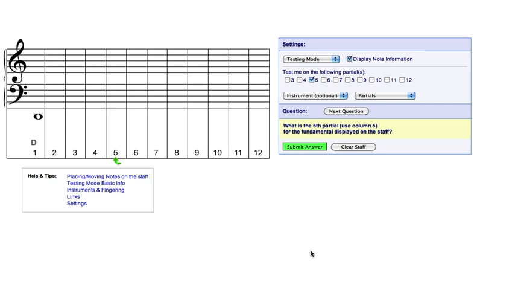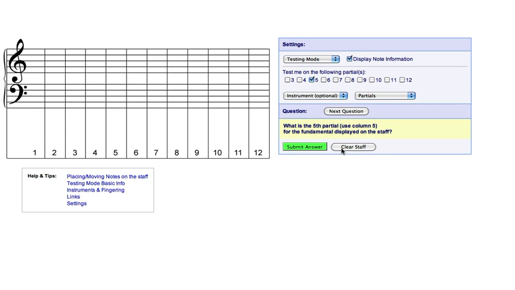Okay, in this case, the D is the fundamental, and we want to find the fifth partial. Easiest way always is to think of it as an octave higher is number 2, an octave higher than that is number 4, which is this D up here. Therefore, we're going to look to this F sharp. We click the note, click it twice so that it becomes a sharp, and submit our answer saying that is the fifth partial of that D series. And that was true.